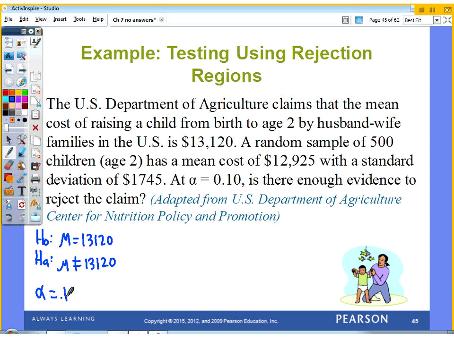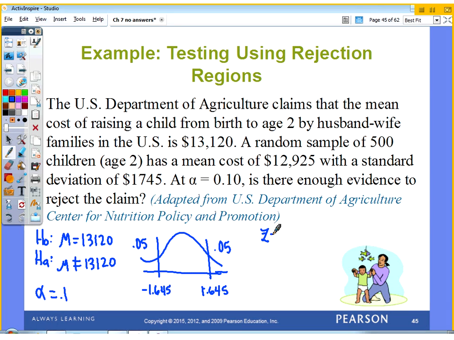Your alpha is 0.1, and so now we have to find our critical values. Looking at our alternative hypothesis, this is a two-tailed test. So that means that alpha of 0.1 has to be divided in half, divided by 2, so that you get two equal parts, which would be 0.05. Then going to the body of your table, getting as close as you can, you would get 1.645 and negative 1.645 again for your critical values.